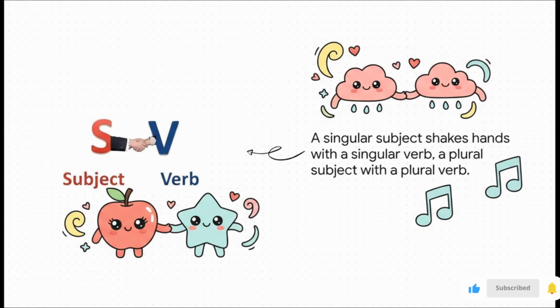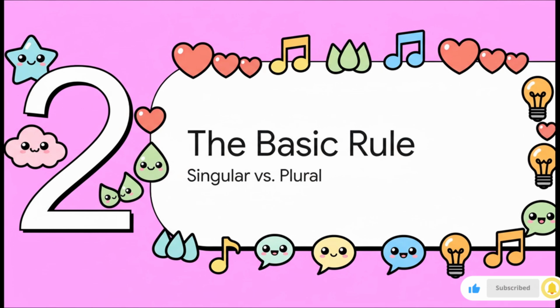Think of it as a handshake. A singular subject, just one thing, needs to shake hands with a singular verb. And a plural subject, more than one thing, needs to shake hands with a plural verb. They have to match up perfectly. It's this fundamental agreement. And that handshake, that partnership, really boils down to one simple, fundamental rule. It's all about counting. Is it one or is it more than one?